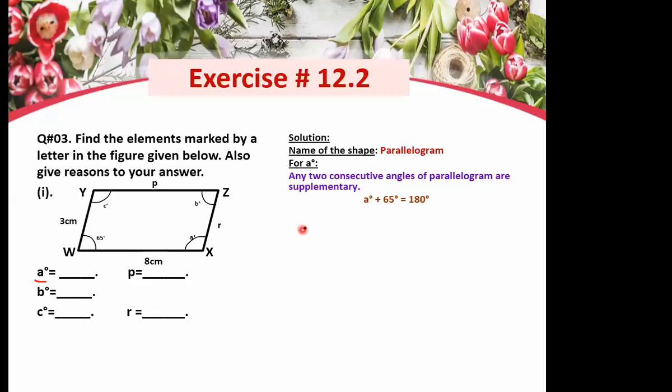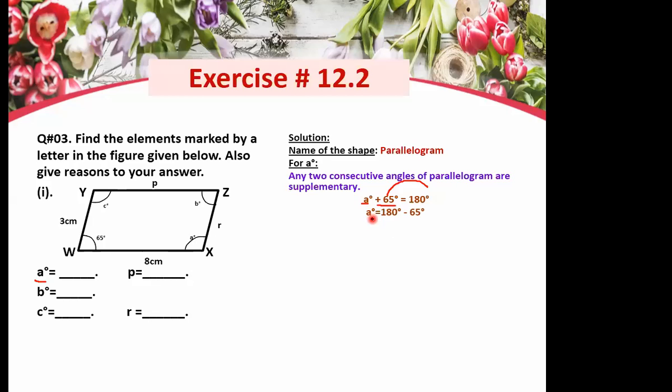So you will write down here, a plus 65, okay, a plus 65 will be equal to 180 degrees. Understand? Now from this equation, what you will find out here is a. I know all of you know how to solve this one. You have plus 65, so you will shift it towards the right hand side. If it is plus 65 on the left side, when you move it towards the right side, it will become minus 65.